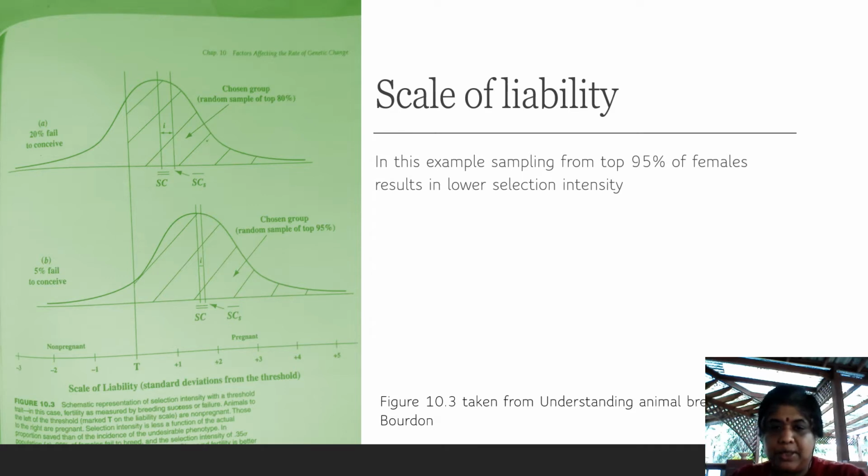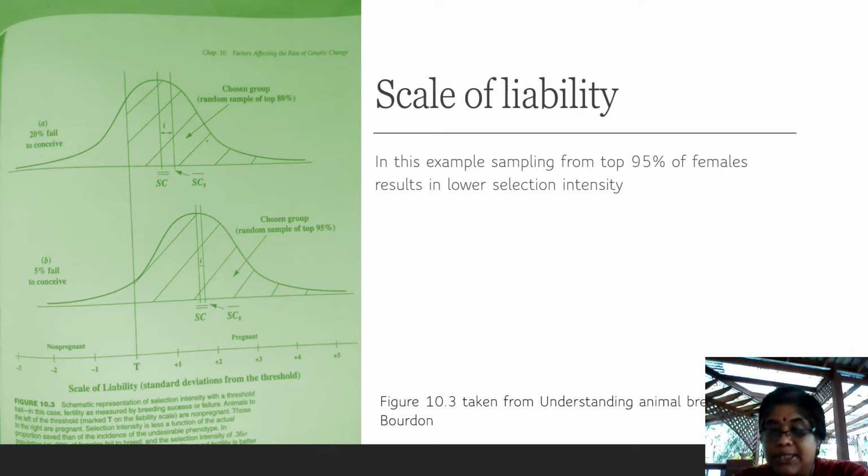So to understand more on the scale of liability in threshold traits, you can see in this example, sampling from the top 95% of females, if you look at the first figure, you could see that if this is the intensity, we select the top 80%, but the females are not so fertile. Therefore you want to increase the selection intensity, then you narrow down the chosen group, and it's now the top 95%. So when you do this, you actually can cause liability.